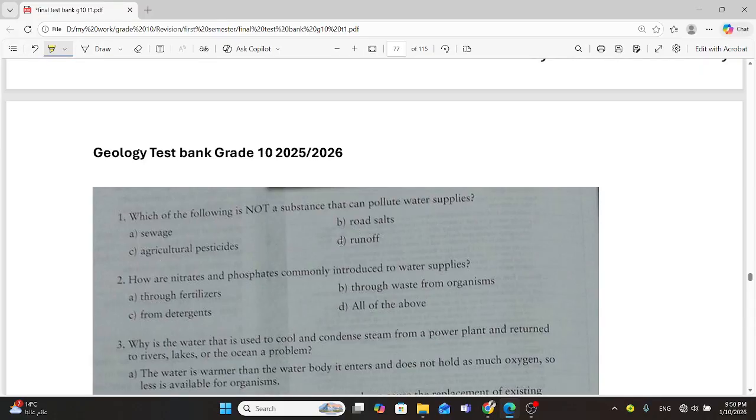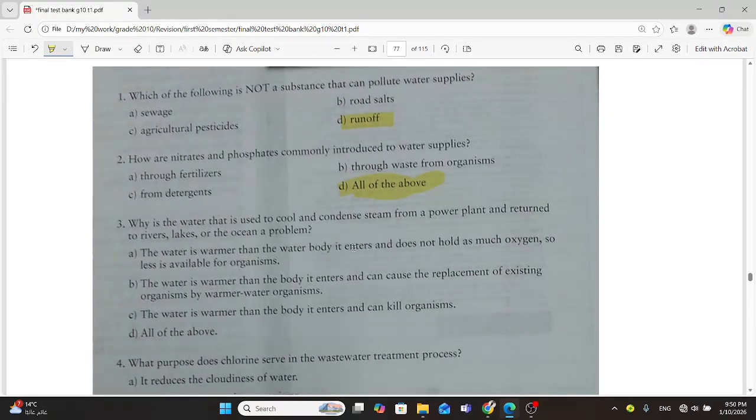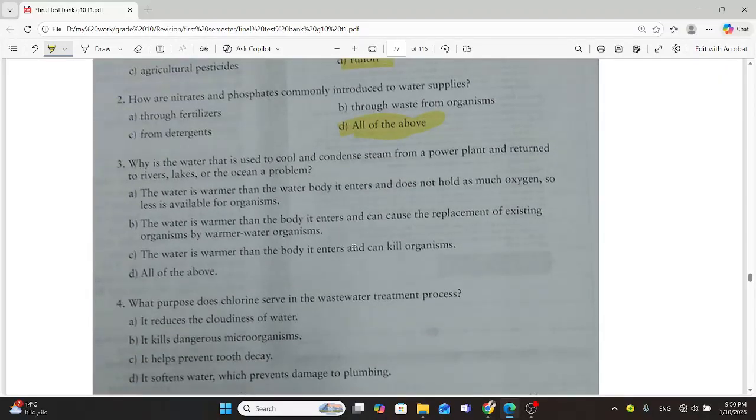Test? No, it will be green. Okay. How are nitrates and phosphates commonly introduced to water supplies? Through fertilizers, or detergents, or waste from organisms? All of the above. Correct. Why is the water that is used to cool and condense steam from a power plant and return it to rivers or lakes or the ocean a problem? Okay.